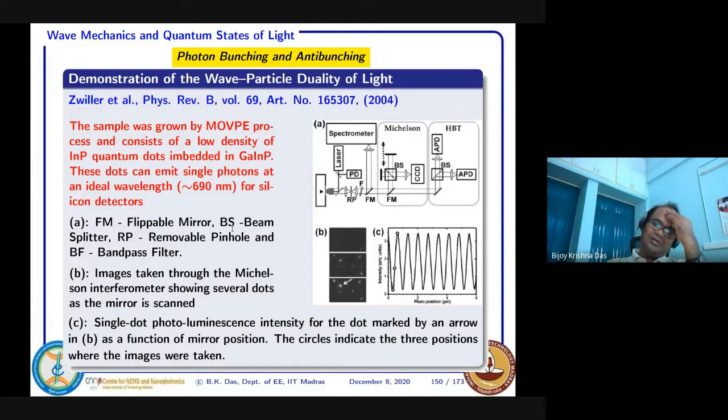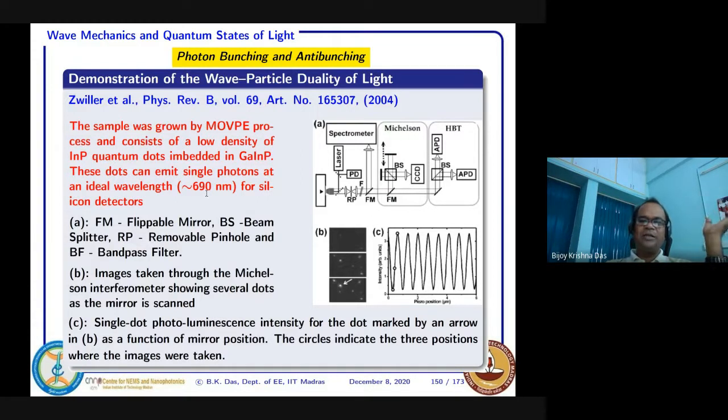It's interesting from a physics point of view, because normally the photon has both wave nature and particle nature. Weiler et al. in 2004 published a paper in Physical Review where they simultaneously showed both wave nature as well as particle nature. They developed a similar type of quantum dot, but in indium phosphide quantum dots. Again a 3-5 semiconductor, but instead of indium arsenide, indium phosphide, embedded in gallium indium phosphide instead of gallium arsenide.